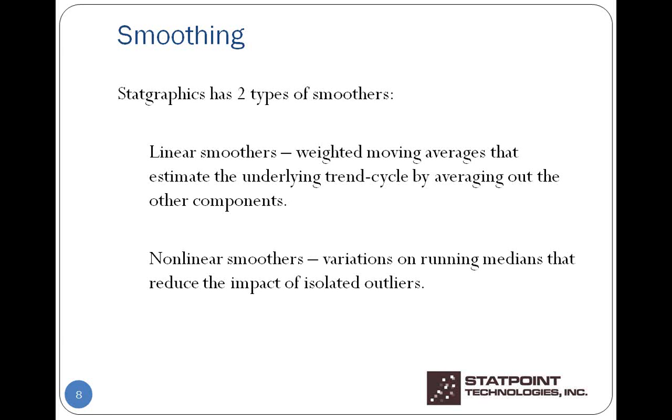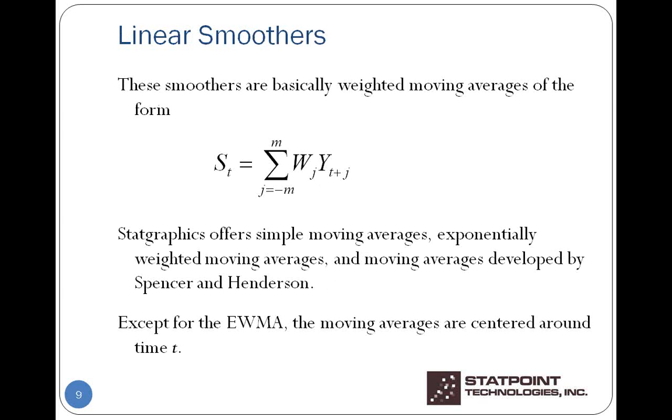Statgraphics, though, also has a number of different nonlinear smoothers that John Tukey developed, which are variations on running medians. They're based on running medians rather than moving averages. And they're basically designed to reduce the impact of outliers. Okay, one of the things you'd like to do typically when you're smoothing data is to have the outliers not have too much impact on the results. Okay, now I'm going to show you both of these types of smoothers. So I'm going to start actually with the linear smoothers.